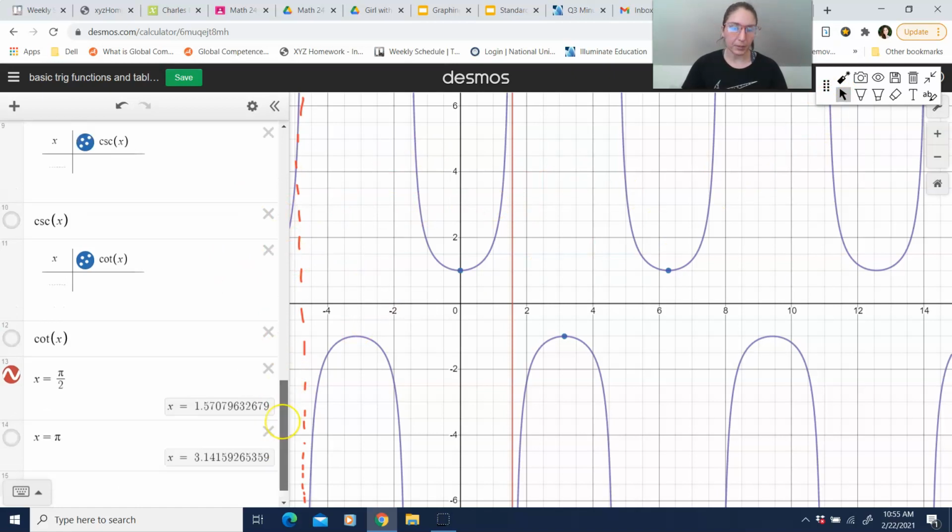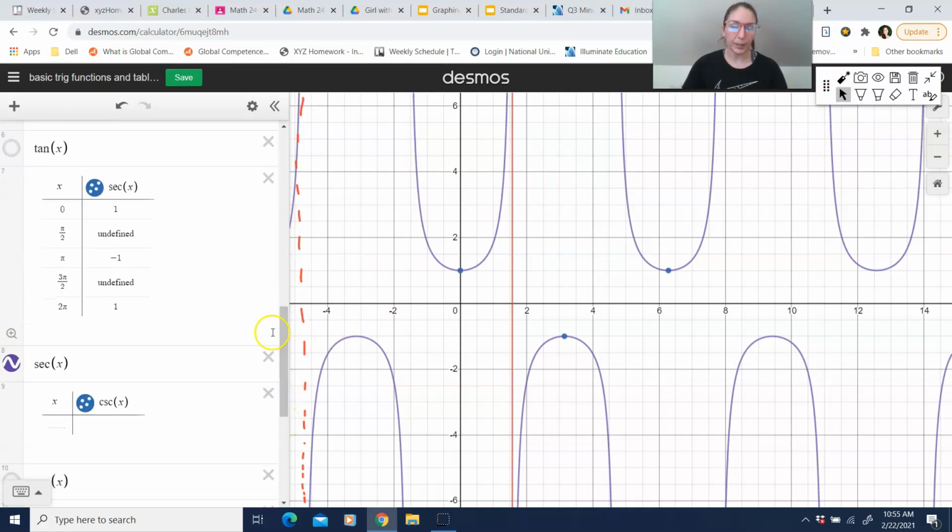Put this back up so we can see our table. There it is. So this asymptote here is at positive pi over 2. We have another one here. This would be negative pi over 2. But the graph doesn't repeat every pi, right? This is the length of pi.